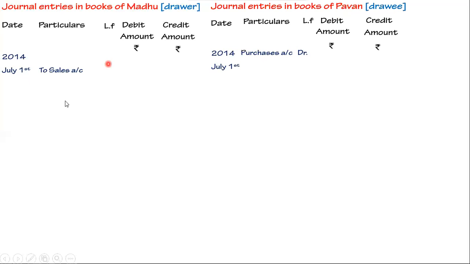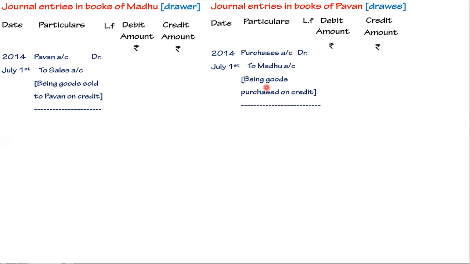So Madhu has sold goods to Pawan. So Pawan is the receiver of the goods. So his name will be debited as Pawan account debit. Whereas Madhu has sold the goods. So he is the giver of the goods. His name will be credited in books of Pawan as to Madhu account. And here the narration will be recorded as being goods sold to Pawan on credit, whereas here as he has purchased the goods, here the narration will be recorded as being goods purchased on credit, and the amount will be recorded on debit side and credit side as 5000. So even in the books of buyer, the amount will be recorded as 5000.